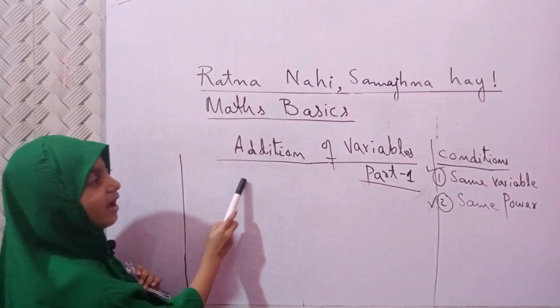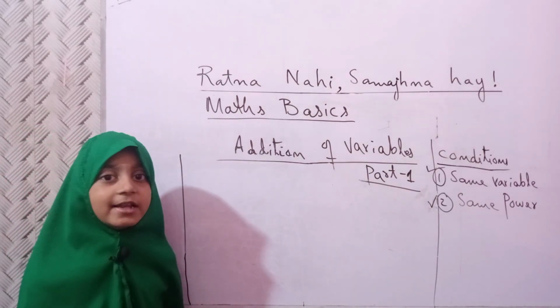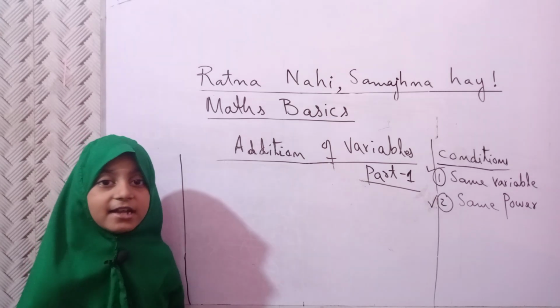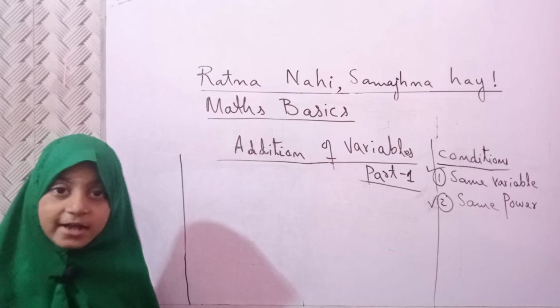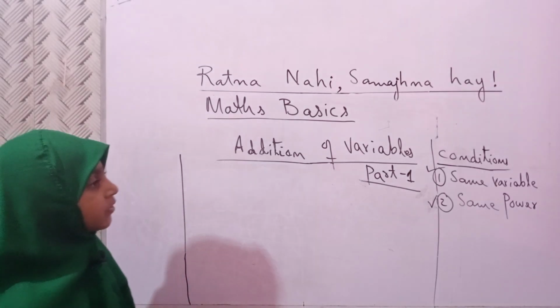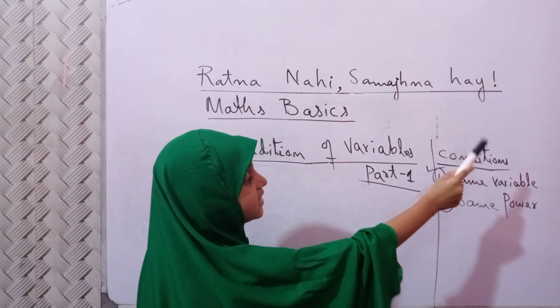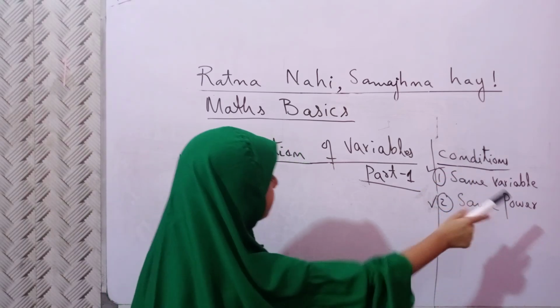Now we will do addition of variables. Do you know what a variable is? A variable is something in which we see letters in mathematics, like z, y, x. Now please follow the conditions. First condition, same variable. Second condition, same power.